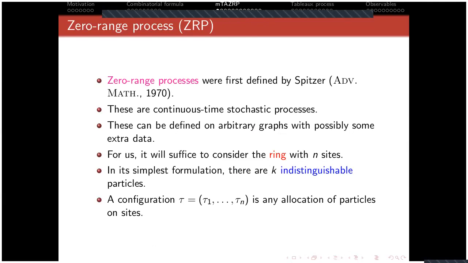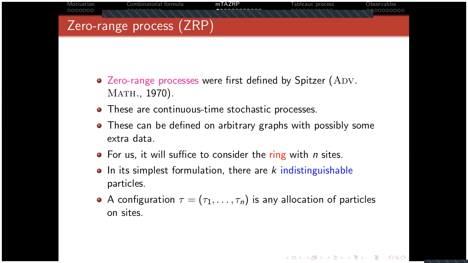So let me recall what zero range processes are. They were first defined by Spitzer again, and we'll think of them in continuous time. In principle you can define them on arbitrary graphs. You might have to give some other data like sinks. We will again consider the ring with n sides, the first and the last identified.